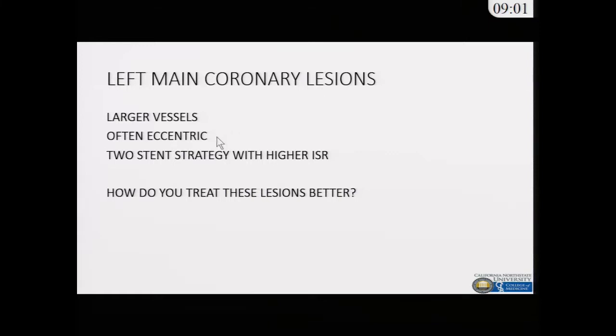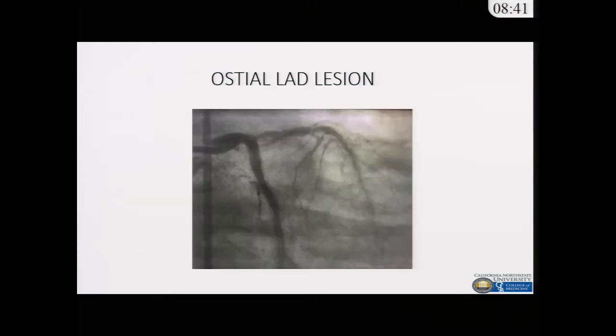There's superficial calcium, there's deep calcium. How do you take care of that? And we all know that when you use 2 stents for taking care of distal left main bifurcation disease, ultimately there's a higher in-stent restenosis rate, usually in the circumflex. So how might we treat these lesions better with rotational atherectomy?